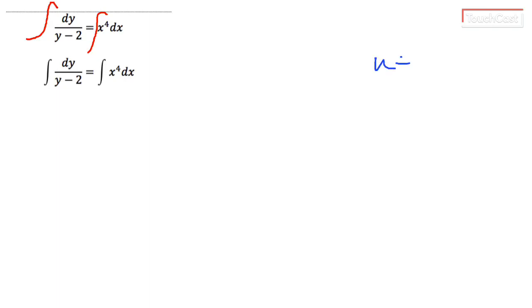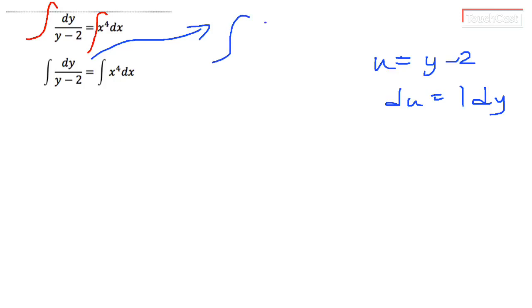So u equals y minus 2. du is just 1 dy. So du is equal to dy, which means that when I want to integrate here, that's just going to be 1 over u times du. You might get to the place where you can just say, well, whenever my u and my y have the same derivative, maybe I don't need to write out that step. So that's up to you. I'm going to go here.